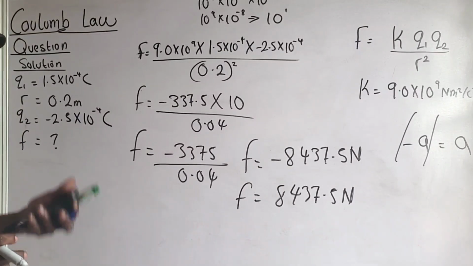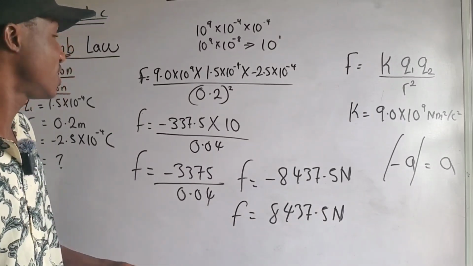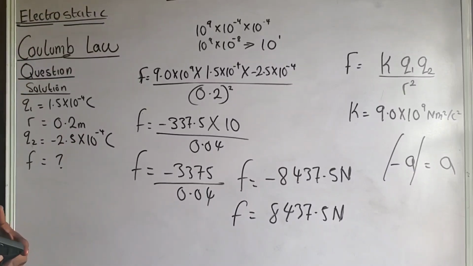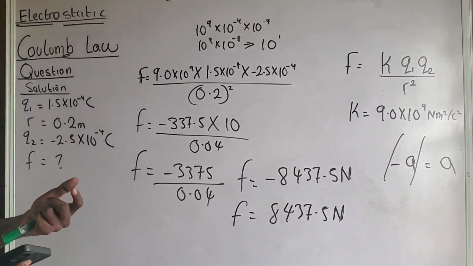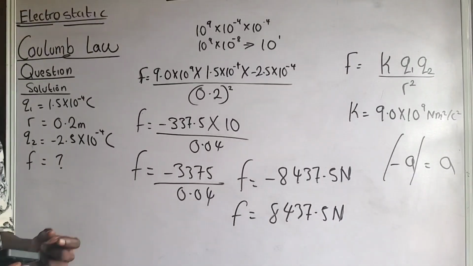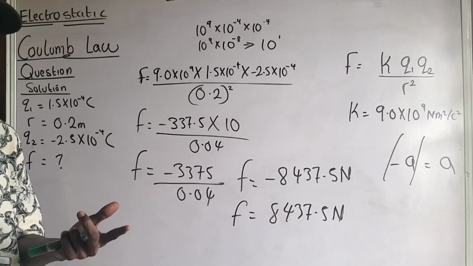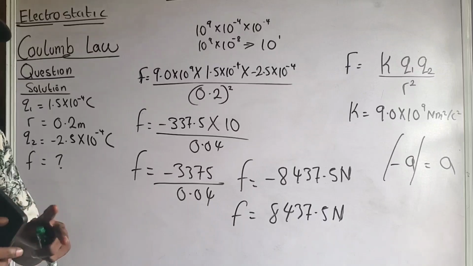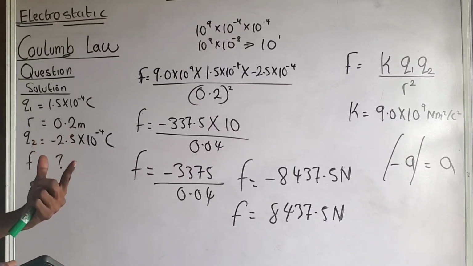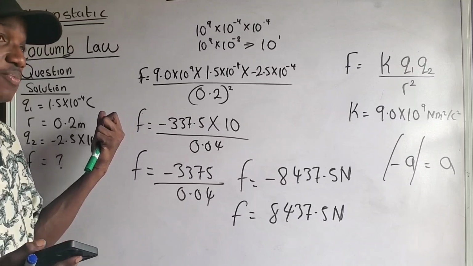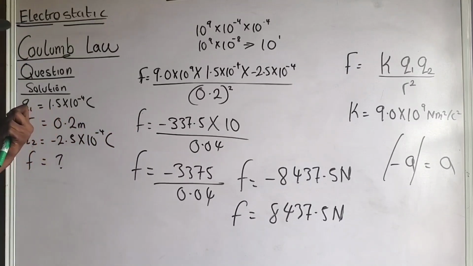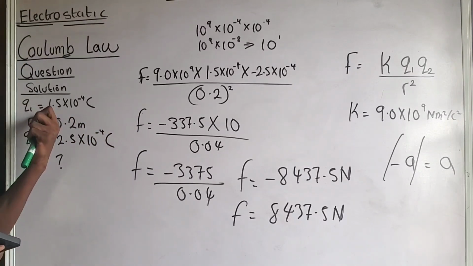Now the force between these charges is attractive. The reason it is attractive is because the charges do not have the same sign. In the previous example, the charges had the same sign, so the force was repulsive. And the direction of the force is towards the positively charged charge.